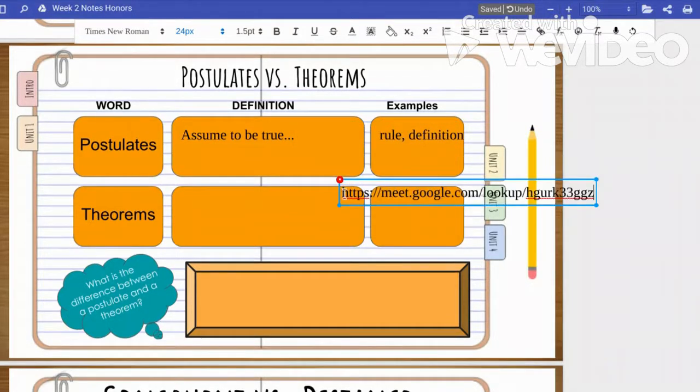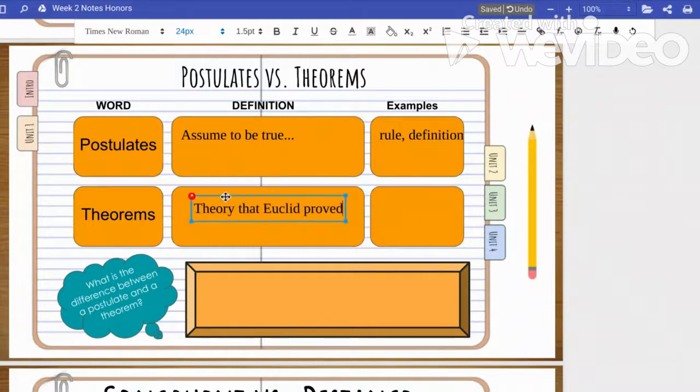A theorem is a theory. You can see the word theory in there. It's a theory that Euclid proved. So what Euclid did was he came up with these rules or these definitions, and then he came up with some theories that he thought would also work based off of those rules and definitions and postulates he created. So he came up with these theorems.